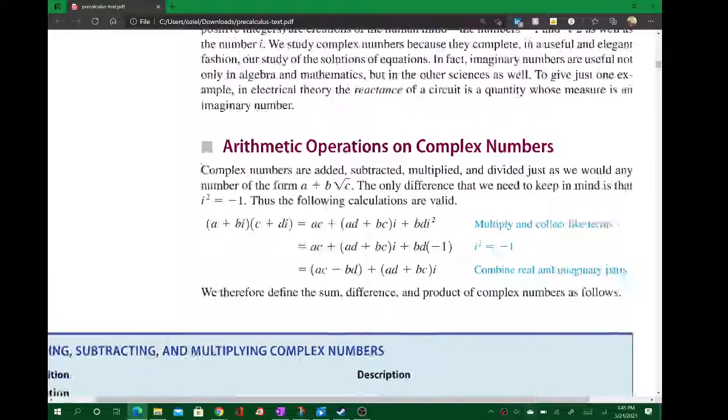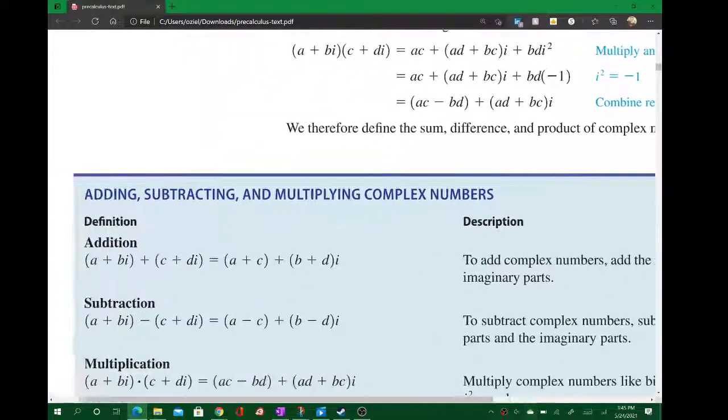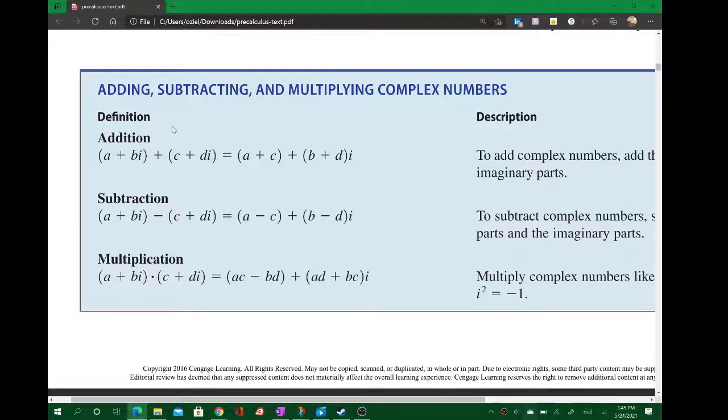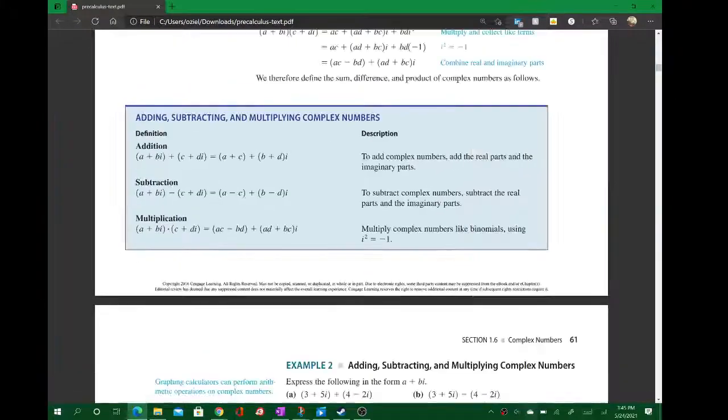And obviously this is another part, adding, subtracting, and multiplying complex numbers, right? This is the definition. a plus bi plus c plus di equals a plus c plus b plus d times i, right? And similarly for subtraction. I wouldn't try to overthink this so much, right? These are our definitions, and it's just to explain why we do it this way.